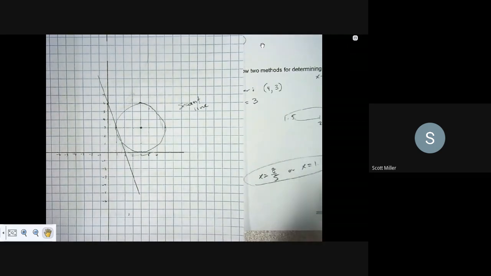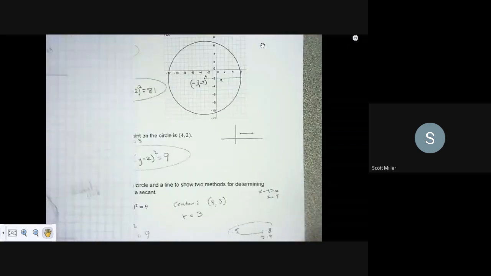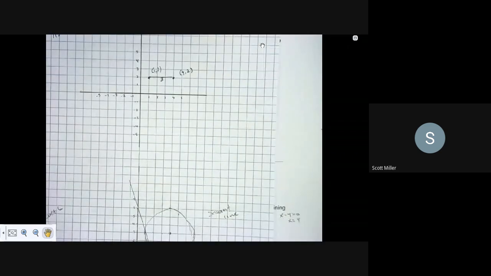Okay, so there you go. These are some things that you're going to be asked to do using the equation of a circle. And with that, we will end the video.